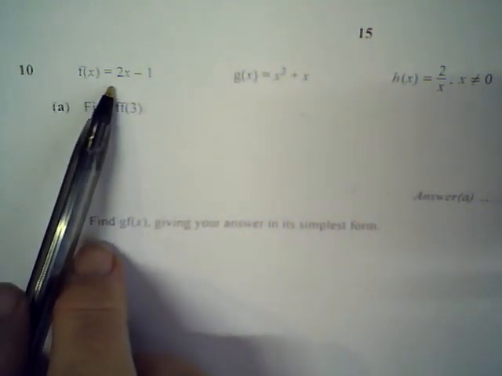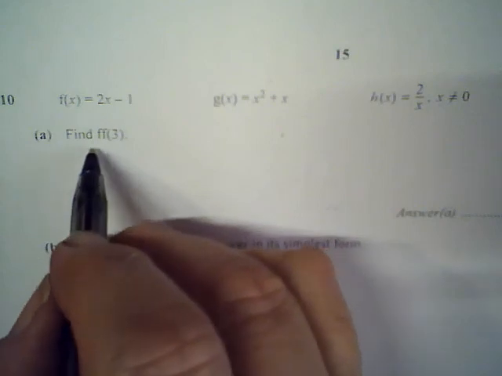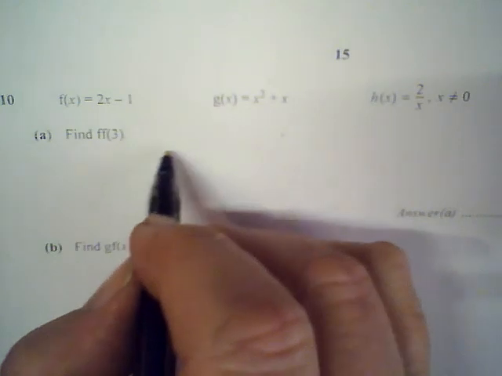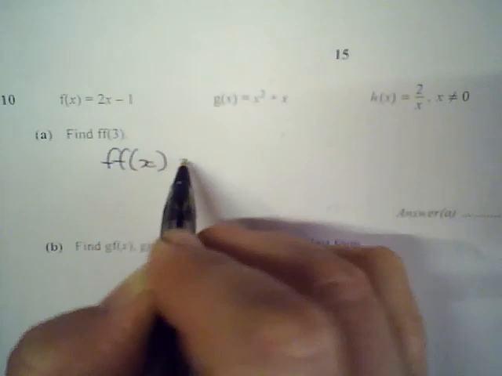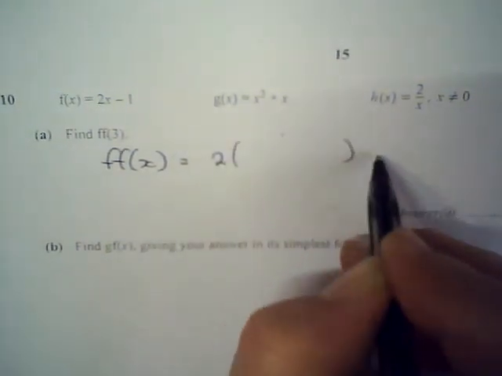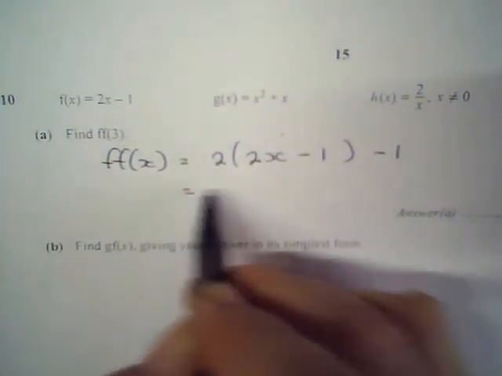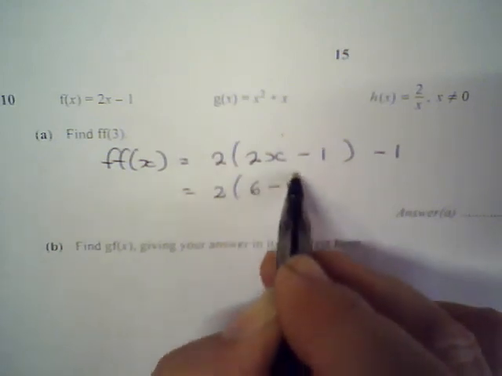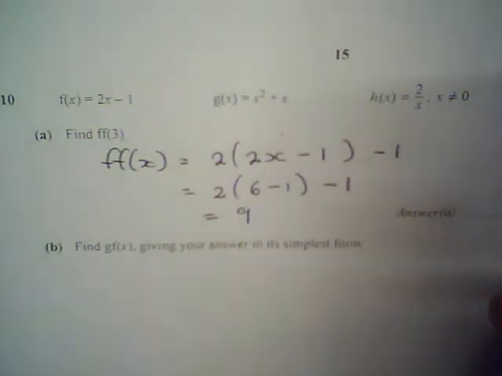Okay, f(x) equals 2x minus 1. And we have to find f(f(3)). So I'm first going to write it as f(f(x)). Wherever there's an x, I'm going to substitute that whole function into that space. Then I know that x must be 3, so 2 times 3 is 6, minus 1, minus 1. That would give us 9 as an answer.